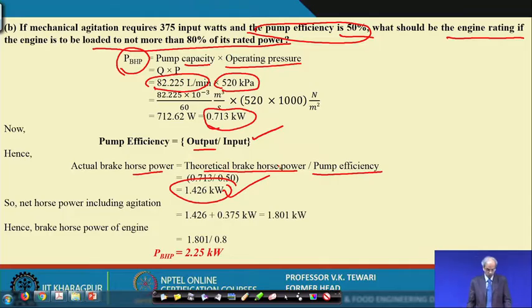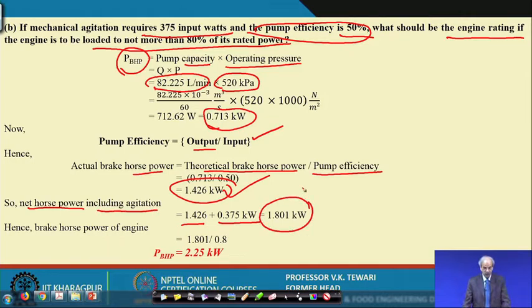Then how much will be the net power including agitation? Because for agitation you require a certain amount of power, which is this input. So, if we put 375 watts, that is 0.375 kilowatt. So, this kilowatt plus this, the total net power including agitation is 1.180.